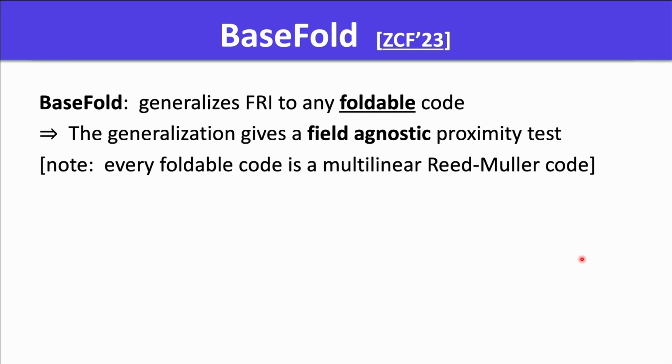The next generalization of FRI is this beautiful idea called BaseFold. BaseFold defines the concept of a foldable code and generalizes FRI to any foldable codes by showing that these foldable codes actually decompose into a tower of codes, as we saw 3 slides ago. The benefit is that we end up with a code that has a nice and efficient proximity test, but now we don't need a high power of 2. The proximity test is field agnostic.